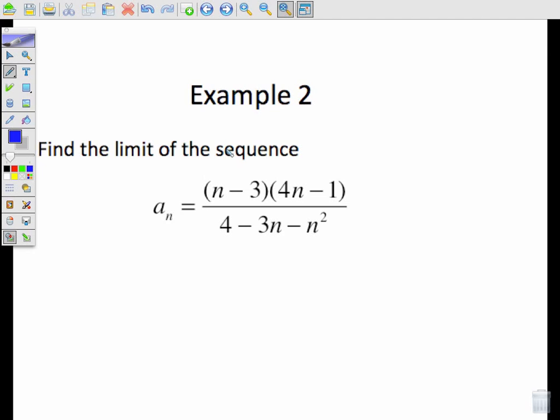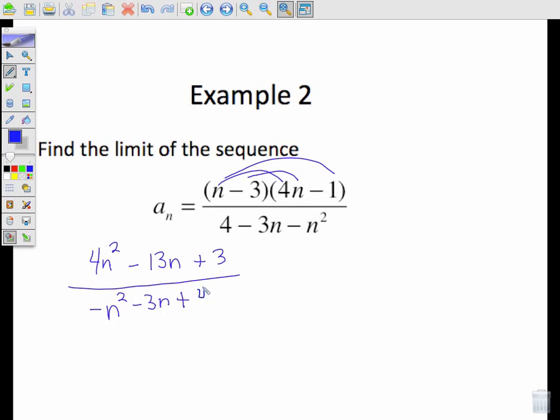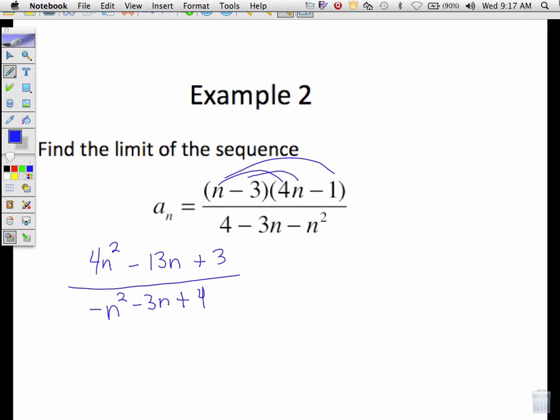All right, find the limit of the sequence. I'm going to show you this one in long form here. Let's FOIL the top, so this is 4n squared minus 1n minus 12n, which is minus 13n, and then plus 3, over negative n squared minus 3n plus 4.